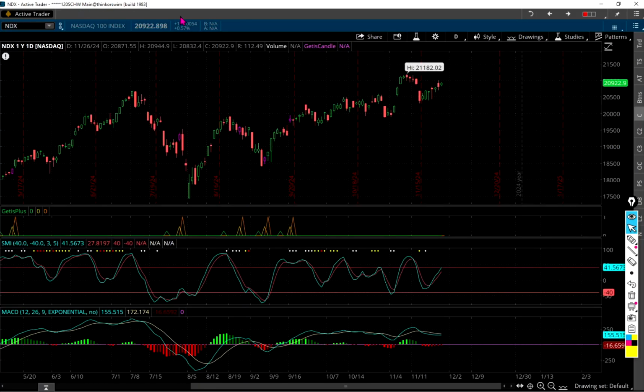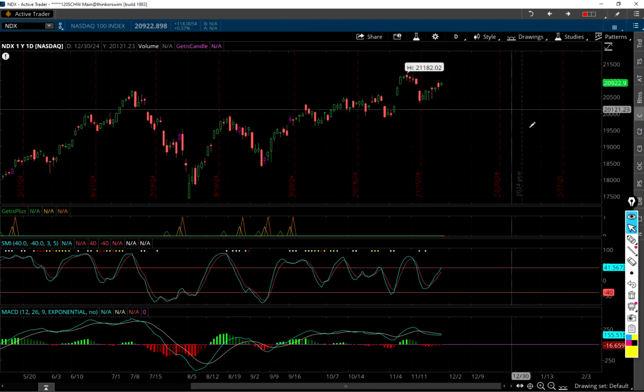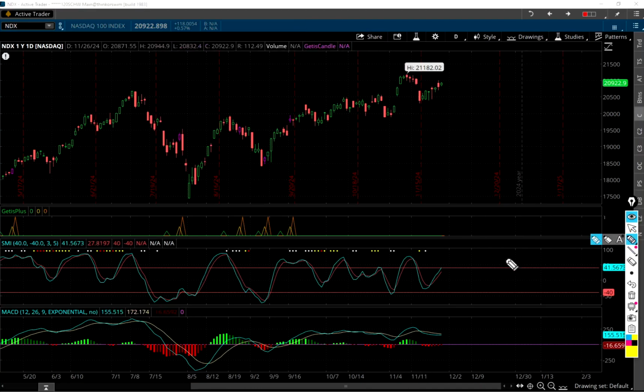NASDAQ, last time I looked, was pretty weak. It's trying to get some legs underneath it. This is not very strong. Yes, it's bullish on the momentum, but it's been creeping up here little by little. I think there's more in this still too, but it's not as strong as the other two indices. Okay, so I wouldn't touch the NASDAQ. It just doesn't have that healthy look to it.